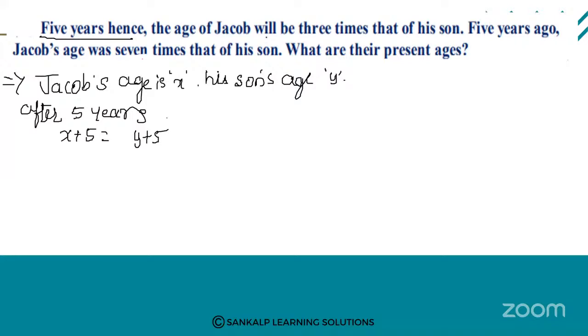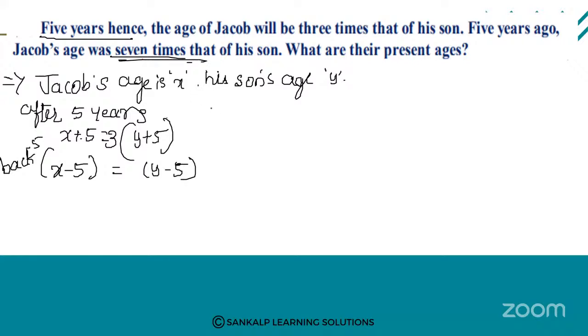5 years hence the age of Jacob will be 3 times that of his son. The age of Jacob is 3 times that of his son, right? Next, 5 years ago. 5 years ago means back. So 5 years back, what happens? x minus 5 is equal to y minus 5. 5 years ago, Jacob's age was 7 times that of his son.